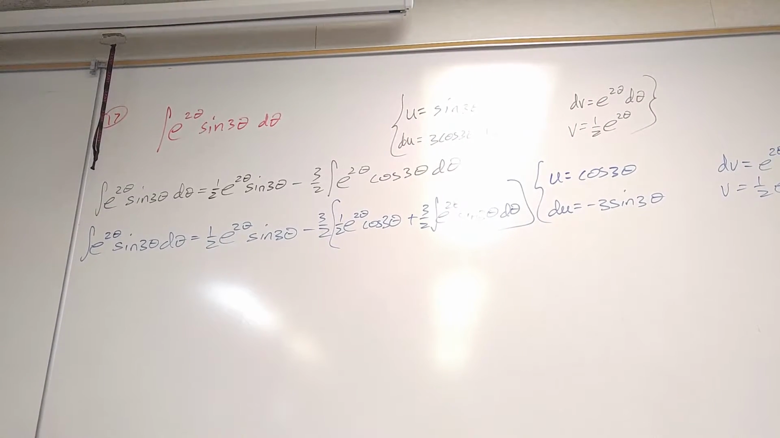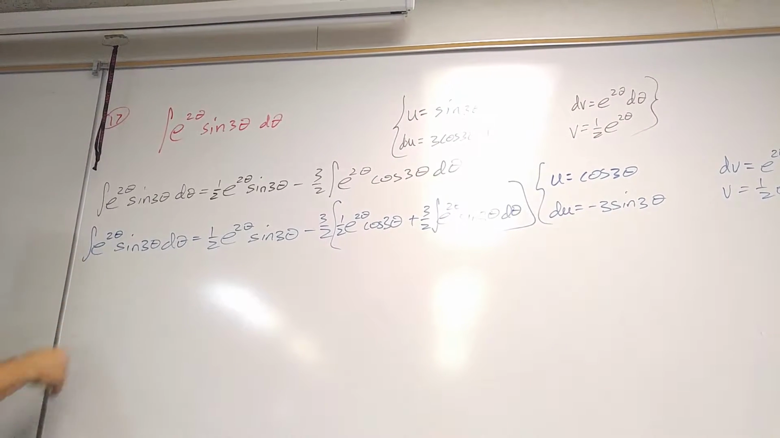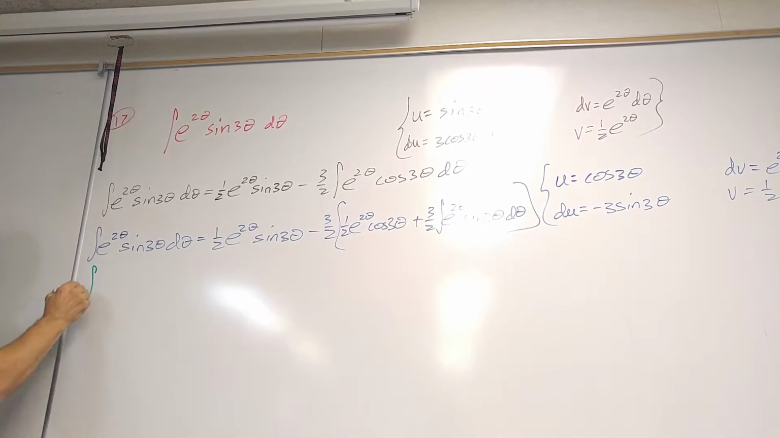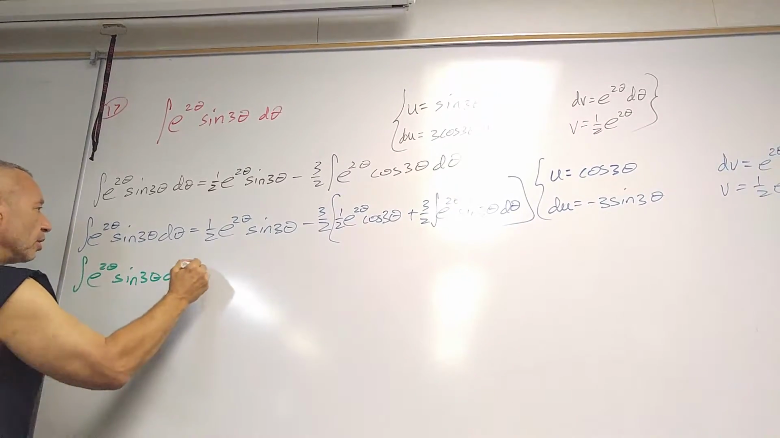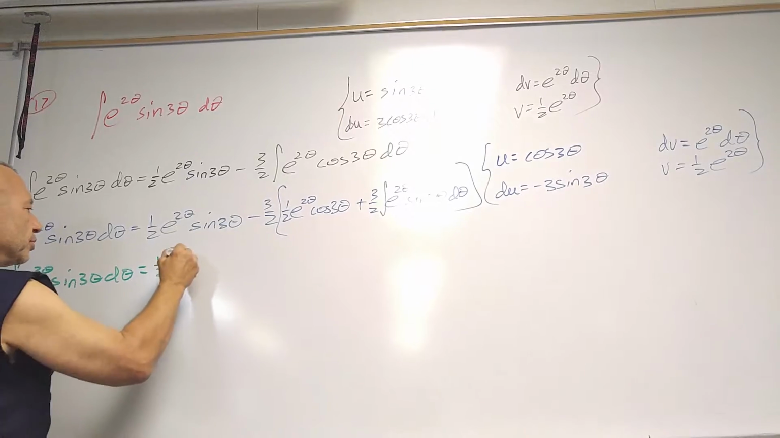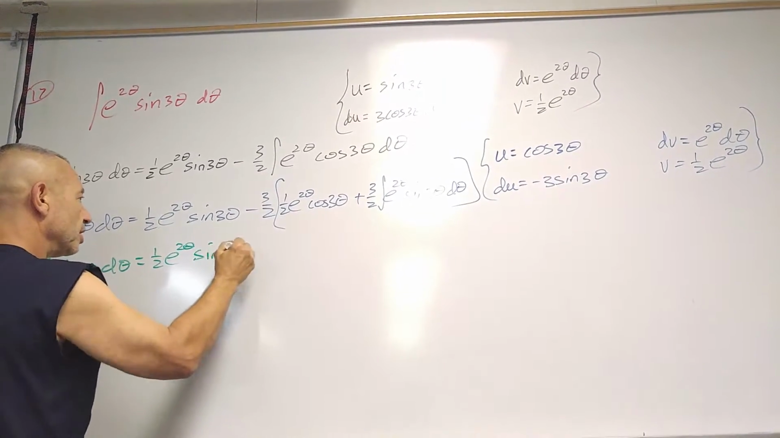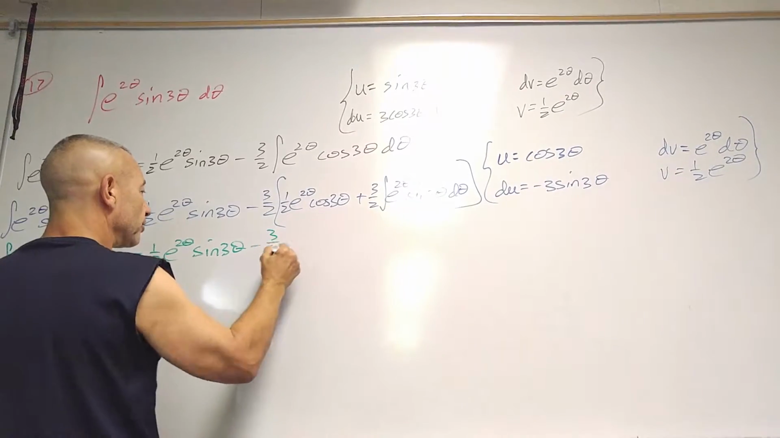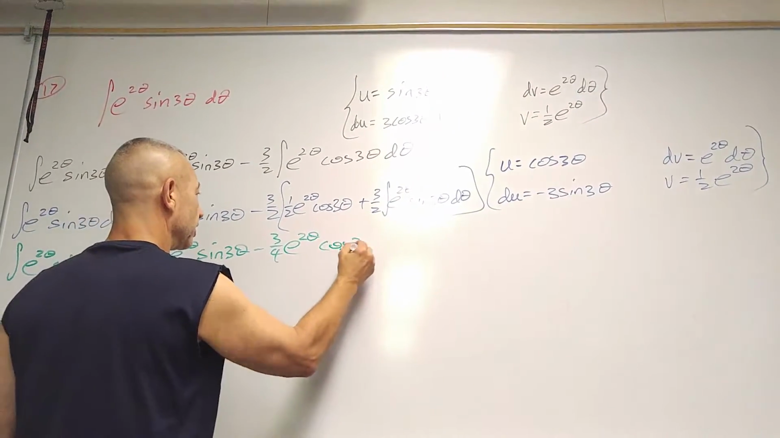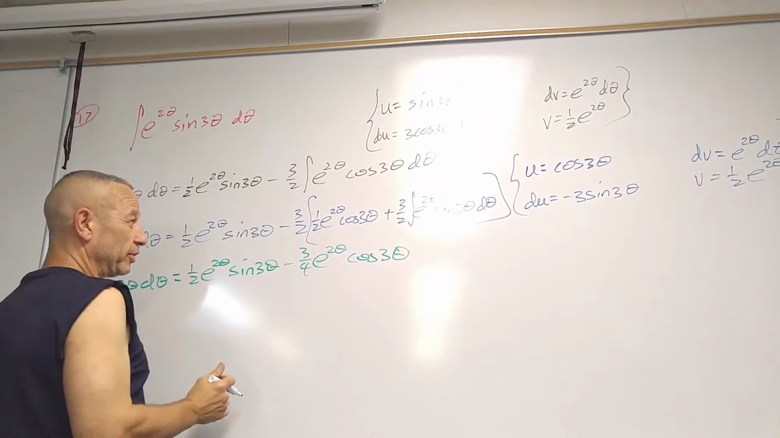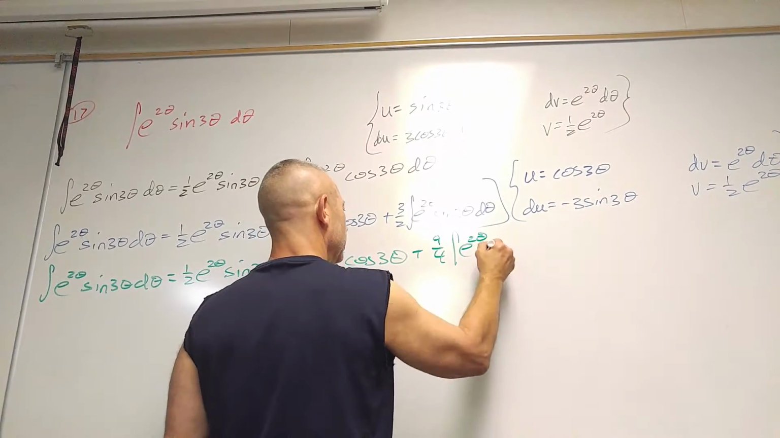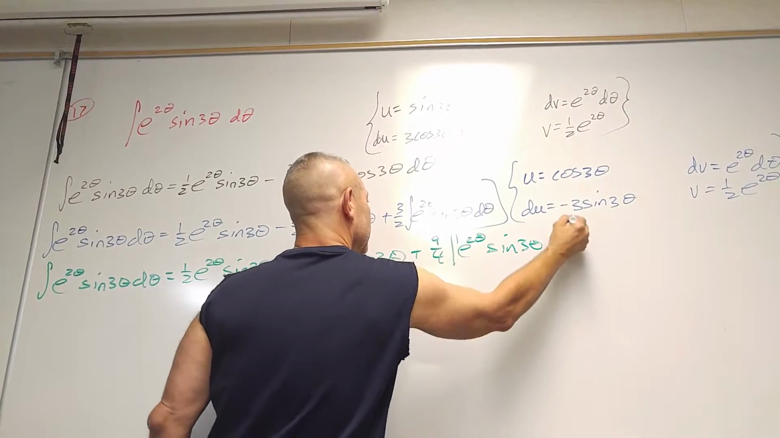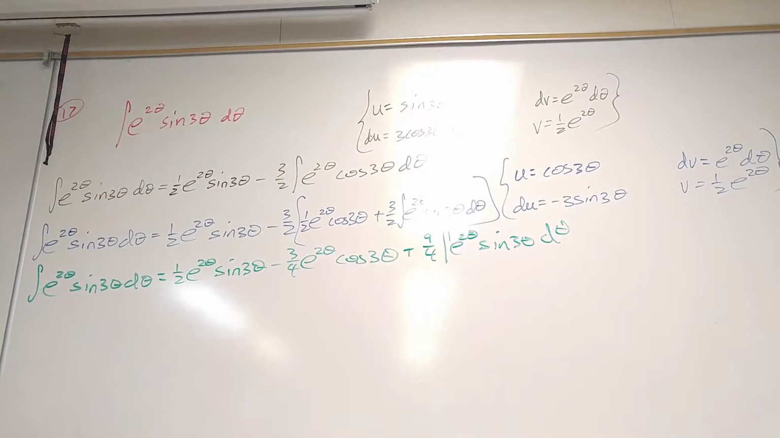So as predicted, we've regenerated this original integrand. Let's see exactly what multiple of it we have over on the right-hand side. Well, 1/2 e to the 2 theta sine 3 theta minus 3/4 e to the 2 theta cosine 3 theta, minus times plus is minus 9/4 the integral of e to the 2 theta sine 3 theta d theta. Now we're going to add that, well, I should say subtract it back over to the left-hand side.